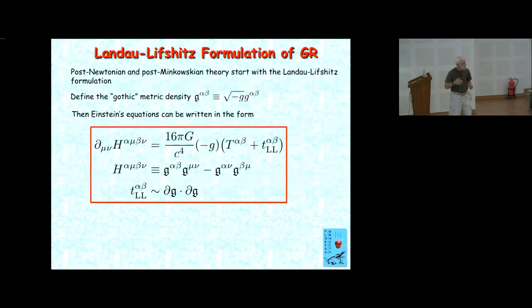But just remember, the real goal is to get the real physical metric, because that's where the physics is. That tells you how bodies move, how test particles move, how time evolves, and so on.